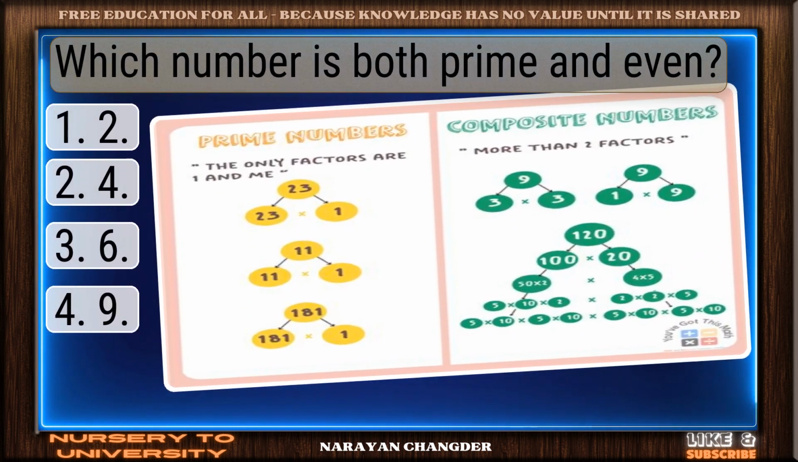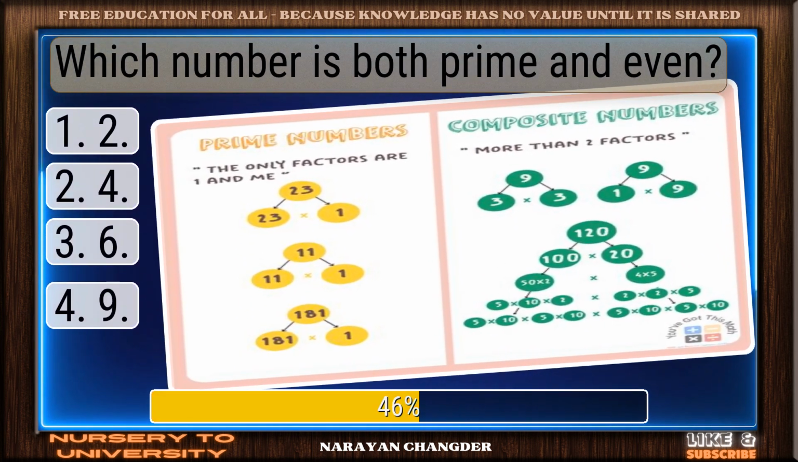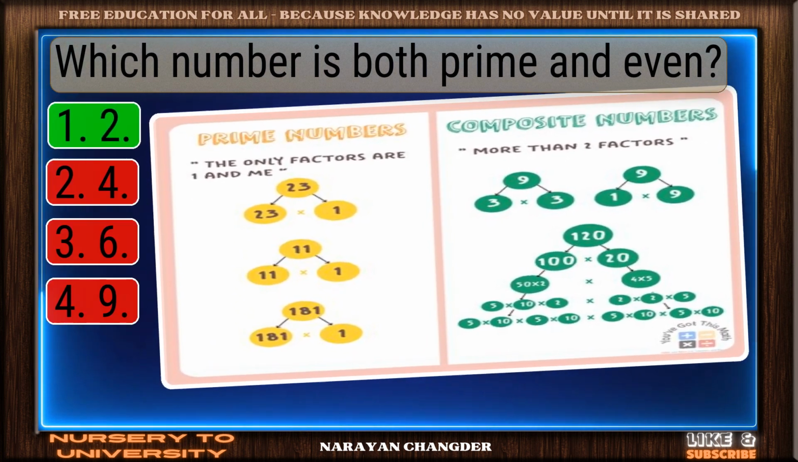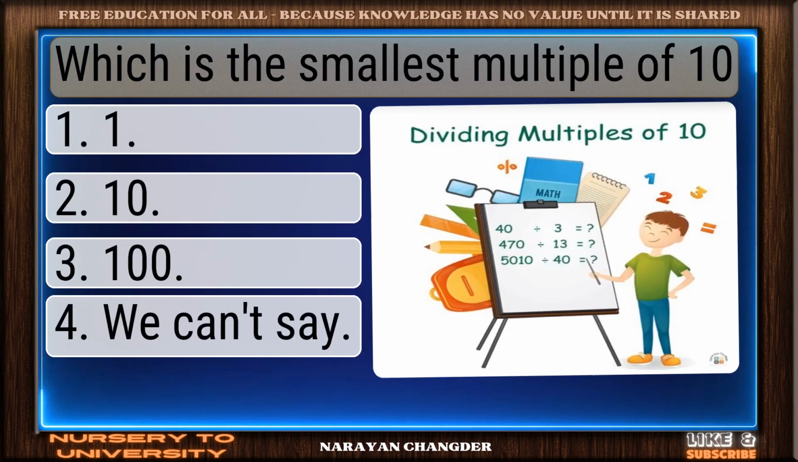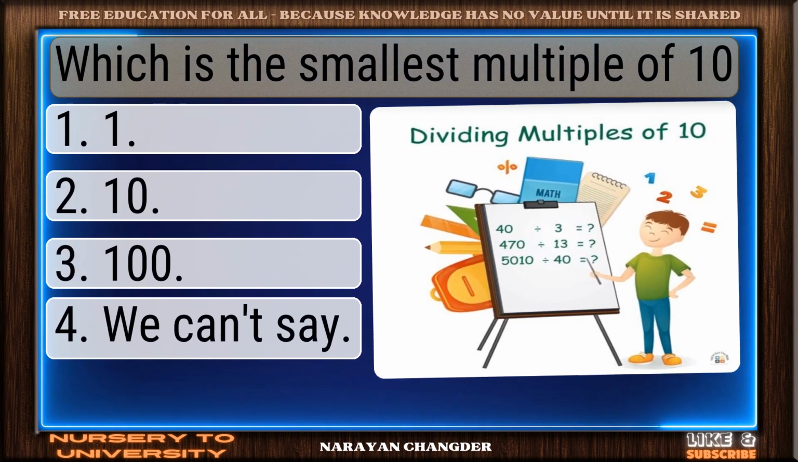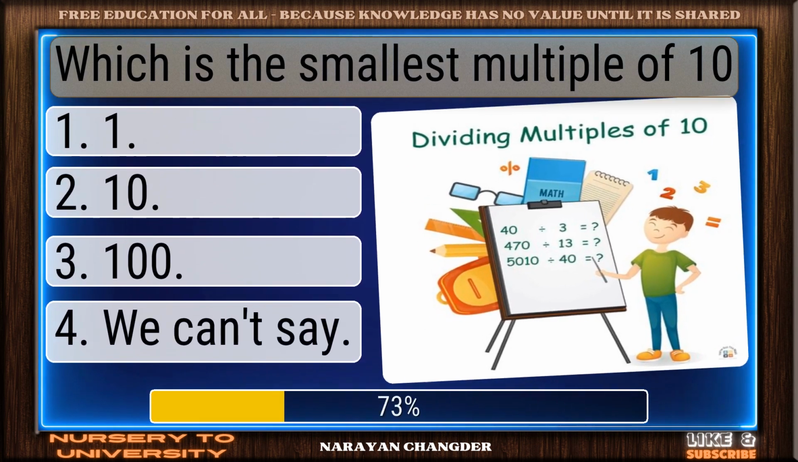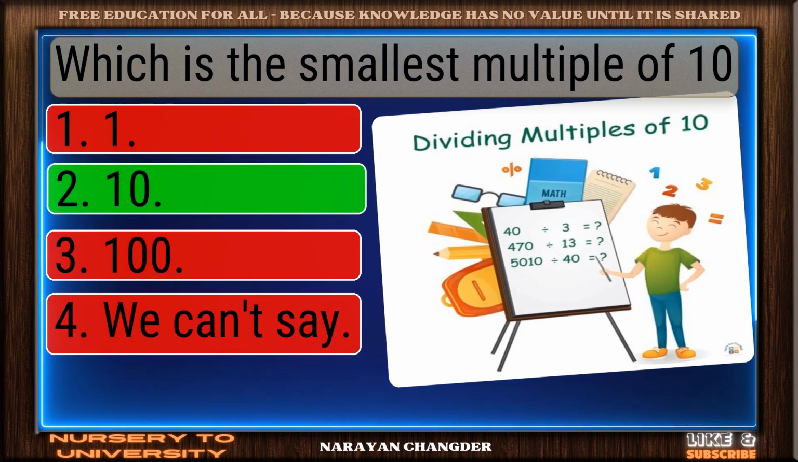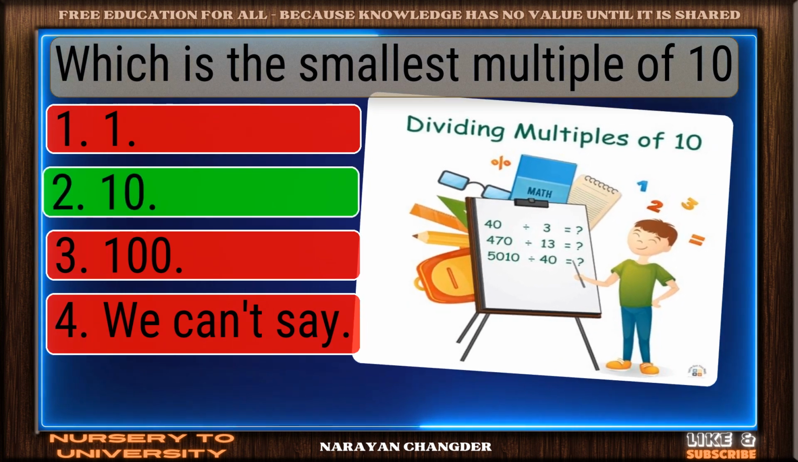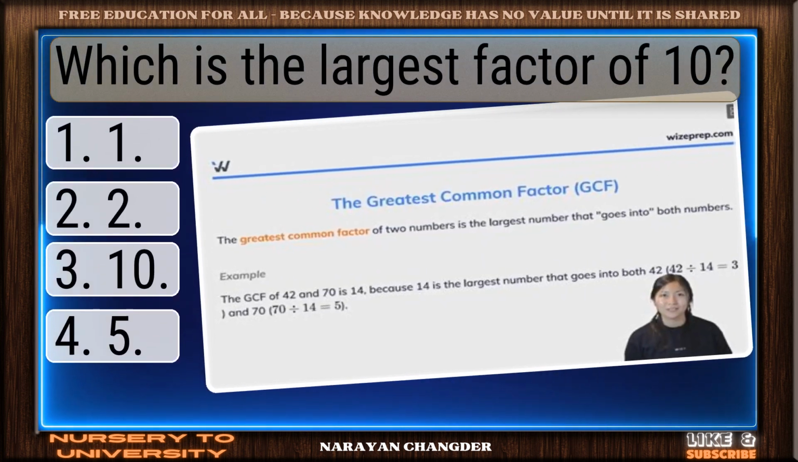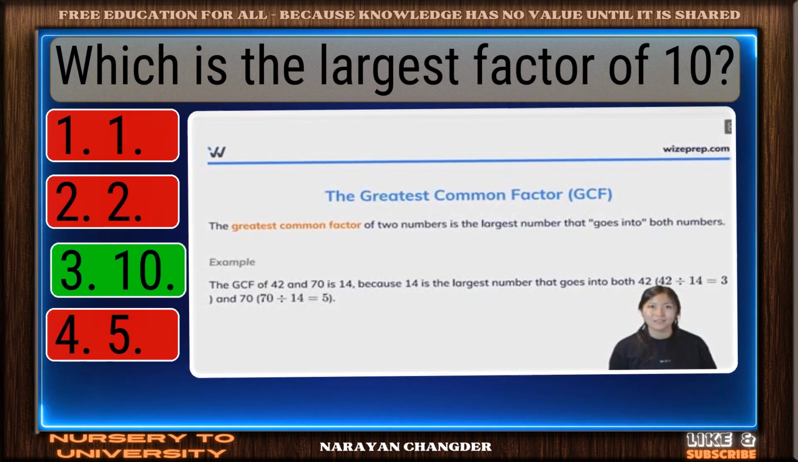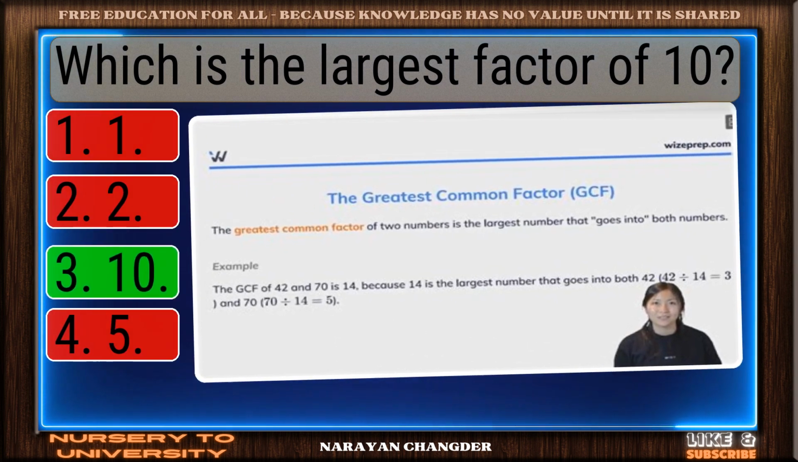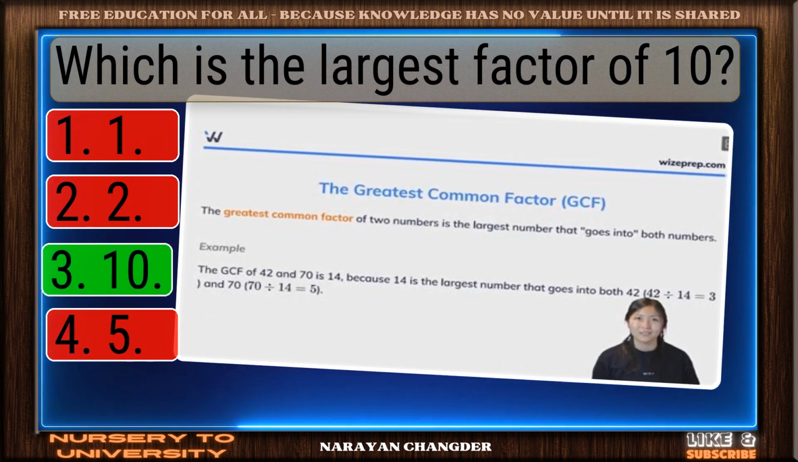Which number is both prime and even? Excellent choice. 2 is the right answer. Which is the smallest multiple of 10? Smart pick. 10 is the correct choice. Which is the largest factor of 10? Nice selection. 10 is the correct and valid answer.